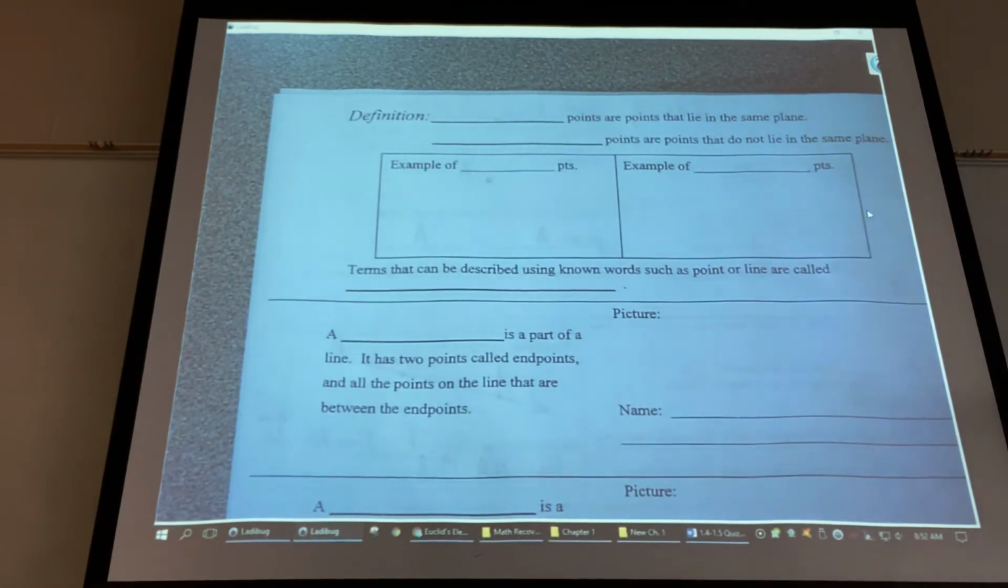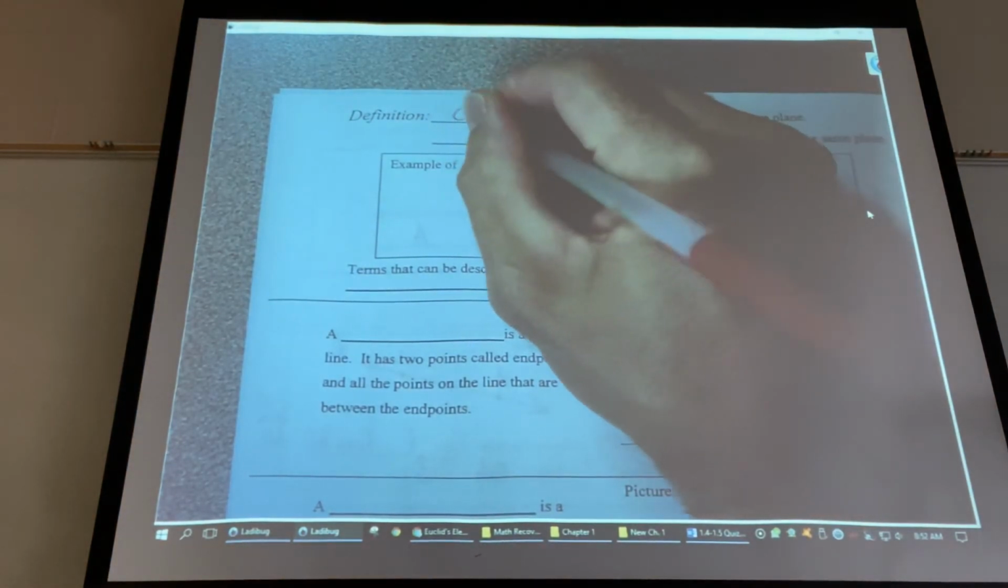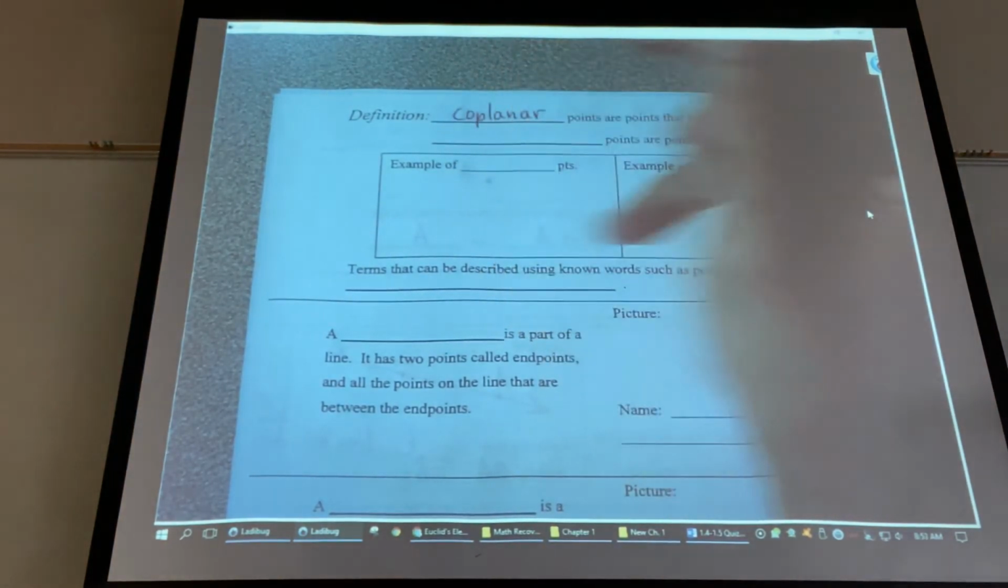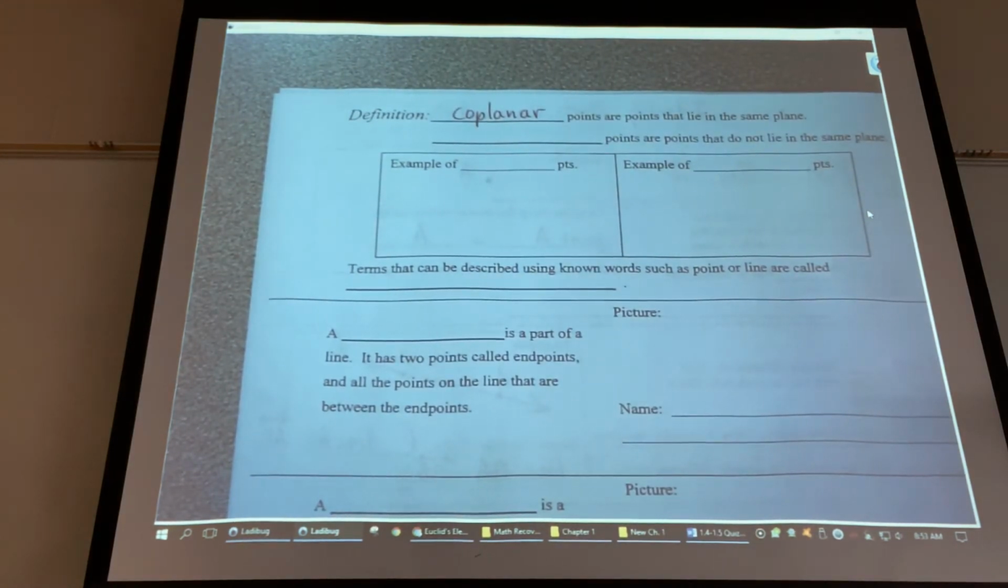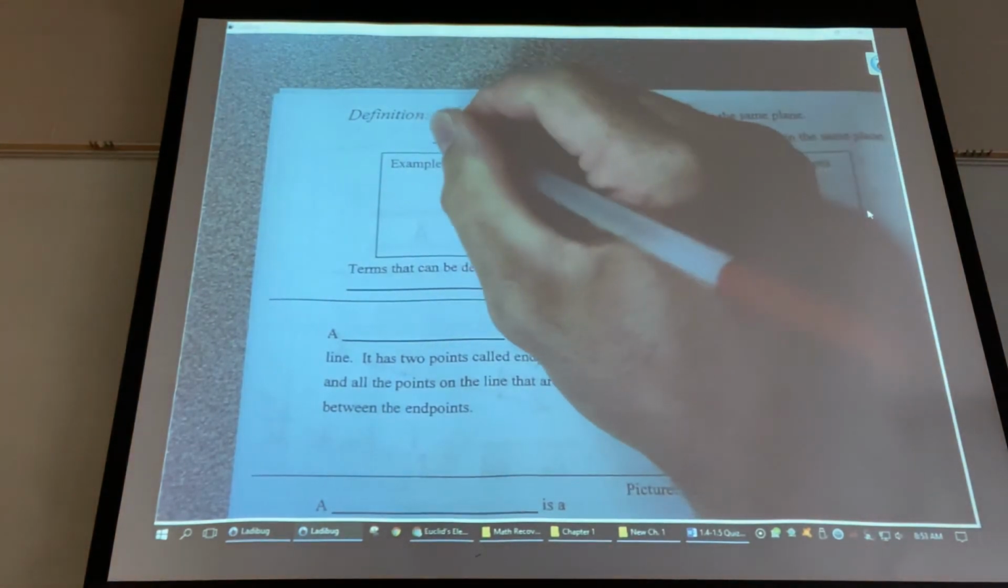What do you suppose points are that lie in the same plane? Yeah, that's where we're going with this. Coplanar. Coplanar points are points that lie in the same plane. What do you suppose points are that don't all lie on the same plane? Non-coplanar.